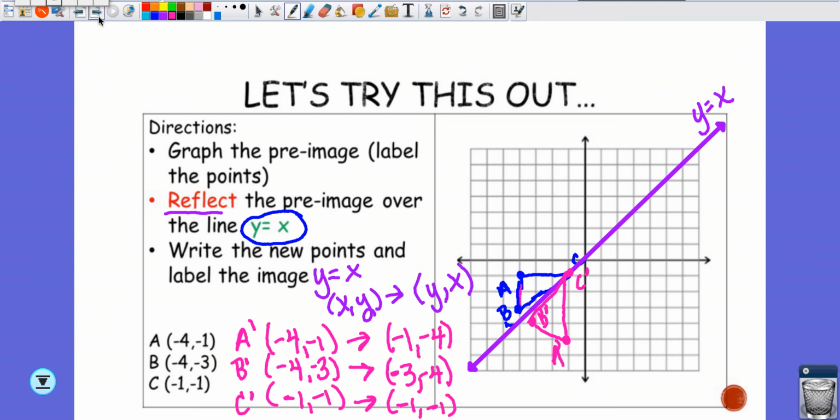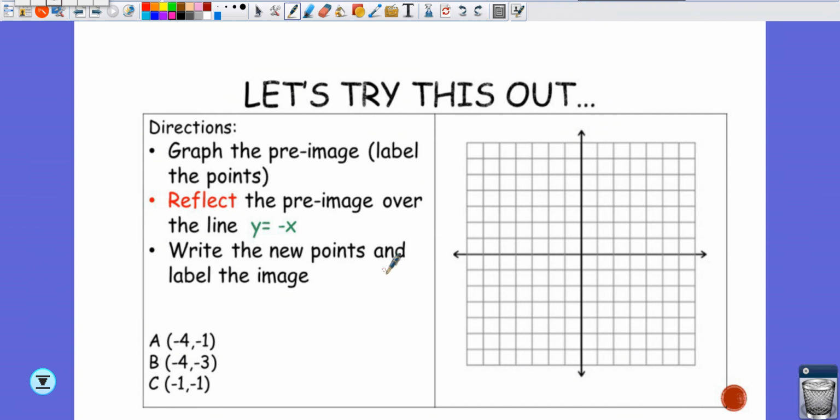So what happens when we have y equals -x? So I'm going to follow directions, graph the pre-image. So we get 1, 2, 3, 4, A, and then 4 and 1, 2, 3, and then -1, -1 is C. And there we go. That's my pre-image.